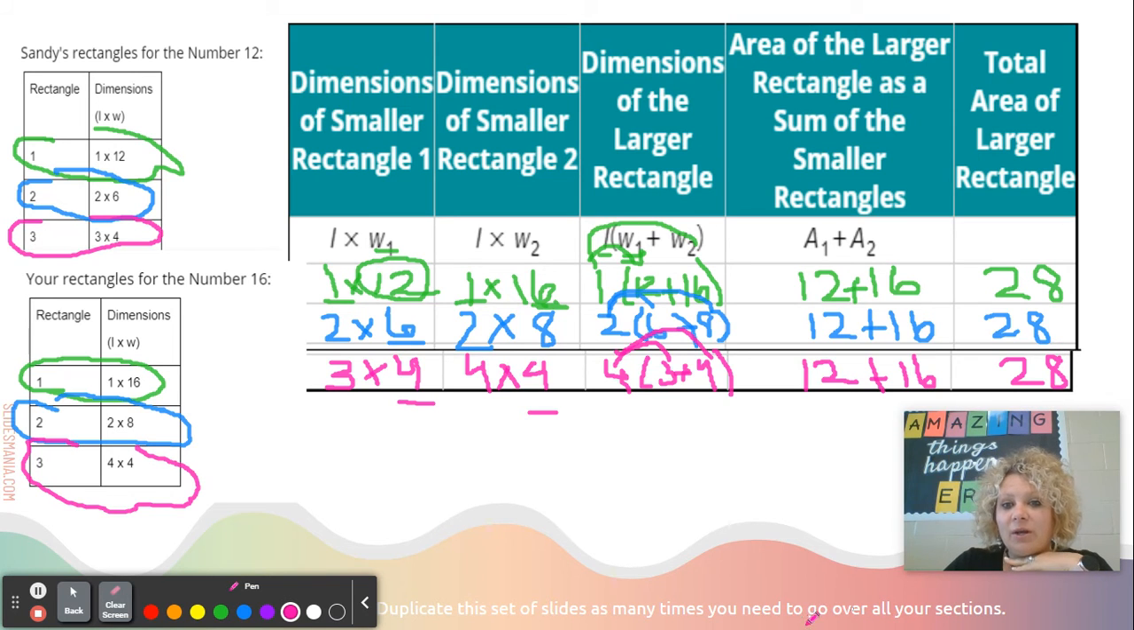Okay, so if we notice, no matter which way we did this, and we factored out that common factor and then we added and used that distributive property, our areas of the larger rectangle always come out to be 12 plus 16, and the area of the larger rectangle of the two combined always comes out to be 28.